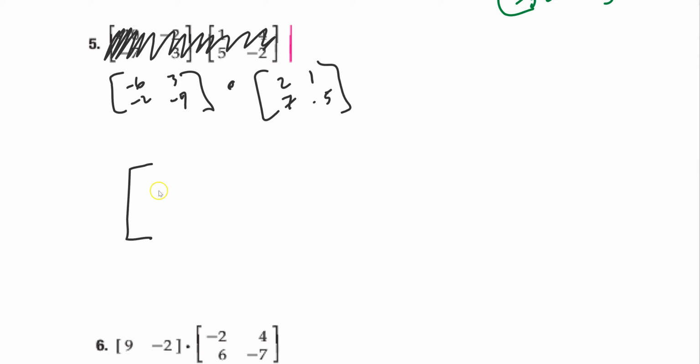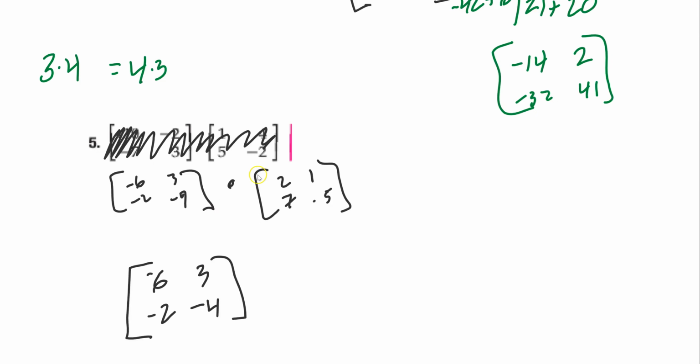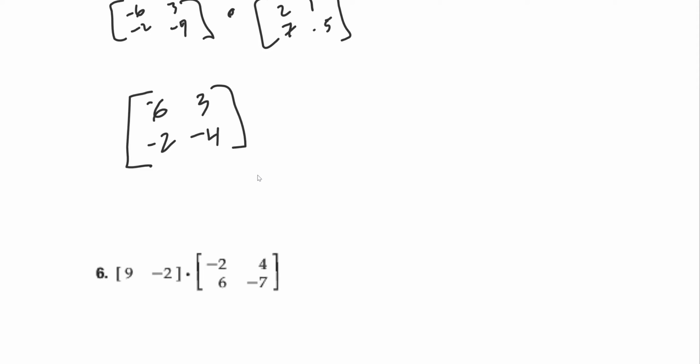So 6, negative 2, 3, negative 4, if I remember correctly. Gotta double check that. Yeah, my writing is so bad, but it is negative 4. Now write this one up here: 2, 7, 1, 5. Right, where the spaces, draw lines.